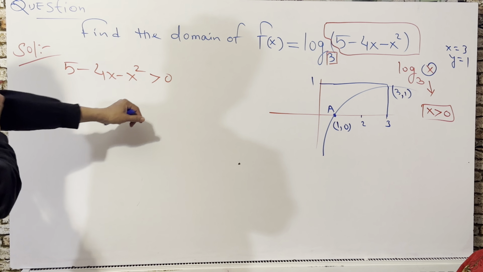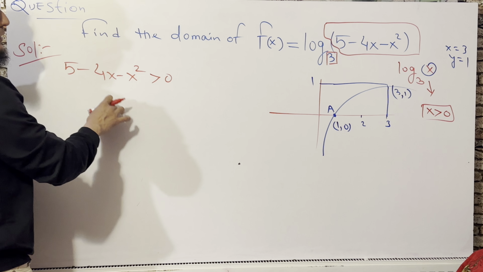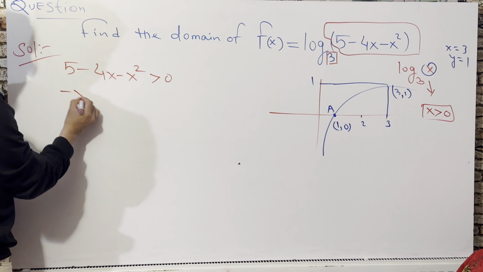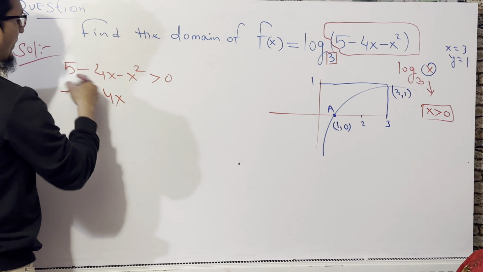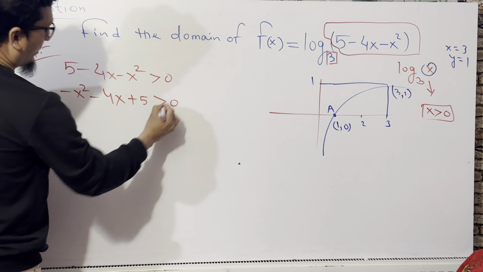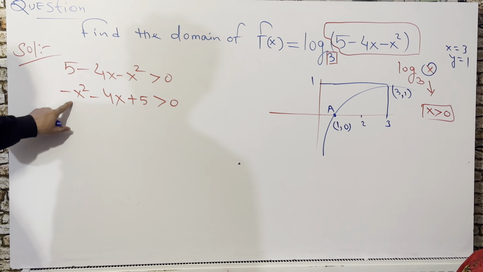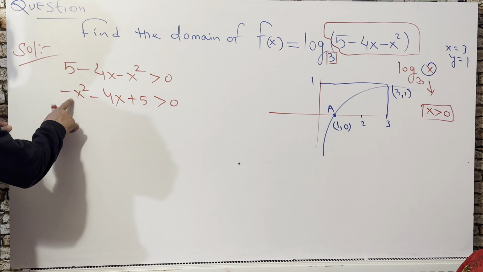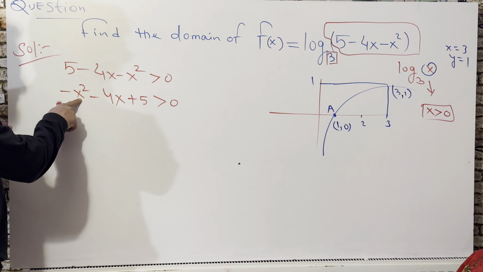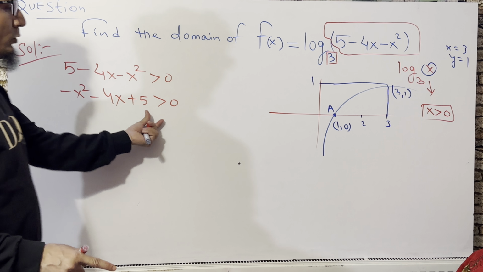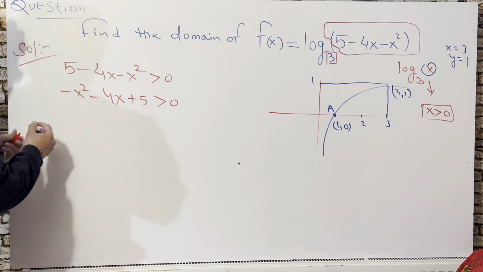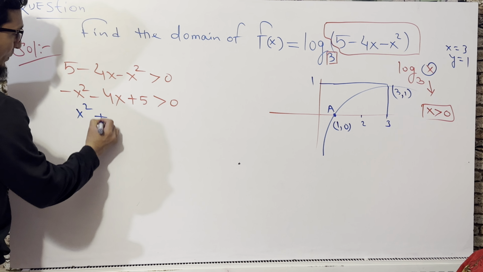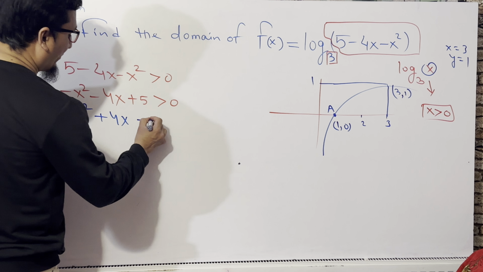So now we have to solve this question and find out the value of x. Here you can say this is a quadratic inequality. You can write this as minus x square minus 4x plus 5 greater than 0, right? After that, I'm going to make the coefficient of x square 1. So we have to divide by minus on both sides. When you divide by minus, the inequality would be x square plus 4x, and this plus 5 will be minus 5.